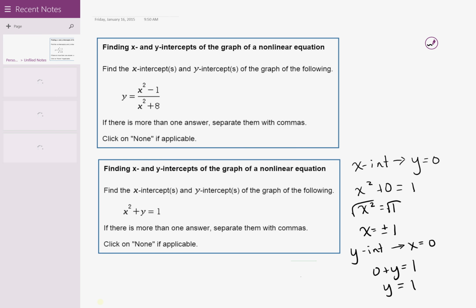The top example is just a little bit more convoluted in the actual equation that we're given, but we follow the same process. If we want to find the x-intercept, we substitute y is equal to 0. So in this case, 0 is equal to this rational function.